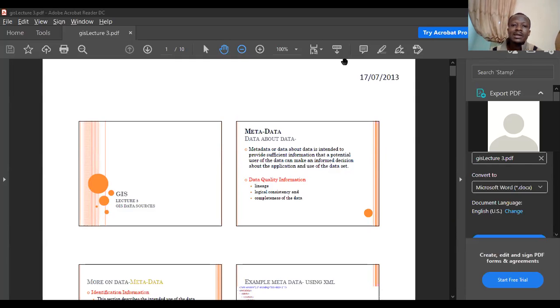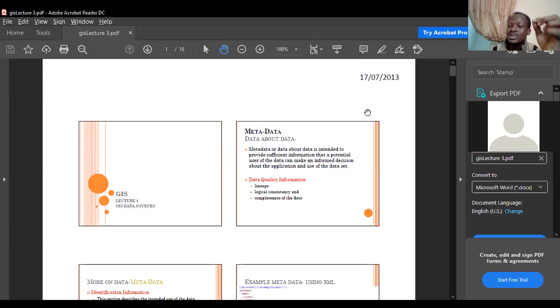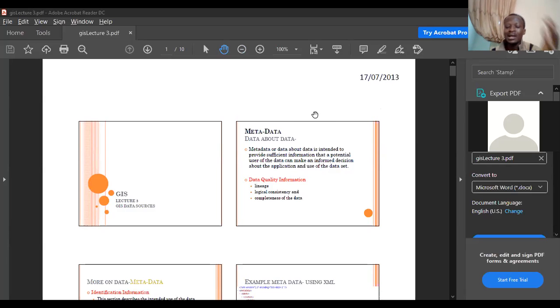We touched on the plotter, the scanner, the digitizer. We need to know how all these things work. One of the most important hardware that is used in GIS is the computer itself. So we need to understand the parts of the computer, what each one does. What does the screen do? It helps us to display information and communicate with the computer.